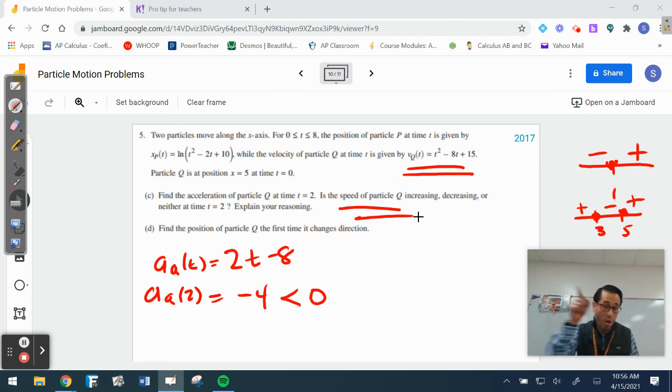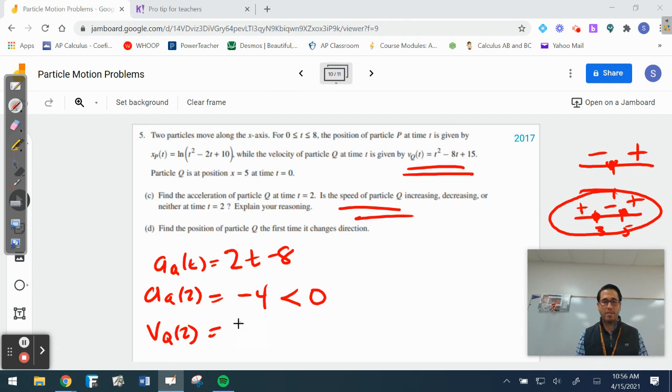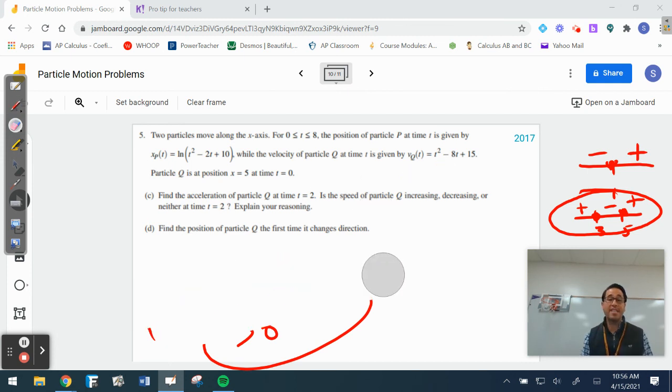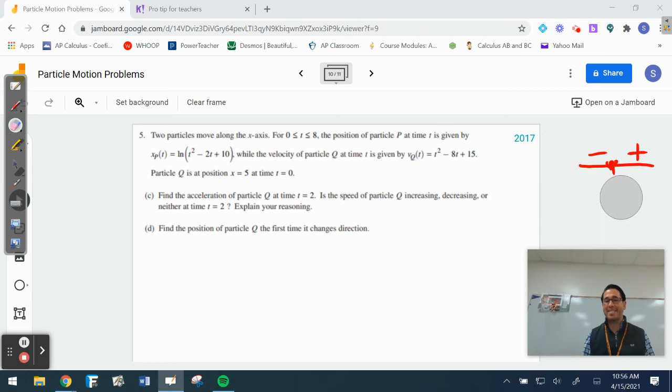Because I saw out of the corner of my eye that I'm going to have to say if Q's speed is increasing or decreasing. And we know to do that, we compare acceleration with the velocity. Remember, velocity at 2 is greater than 0. So since they are different signs, I would say that the speed of the particle Q is decreasing. And make sure you write down, because it says to explain, acceleration and velocity have different signs at t equals 2.